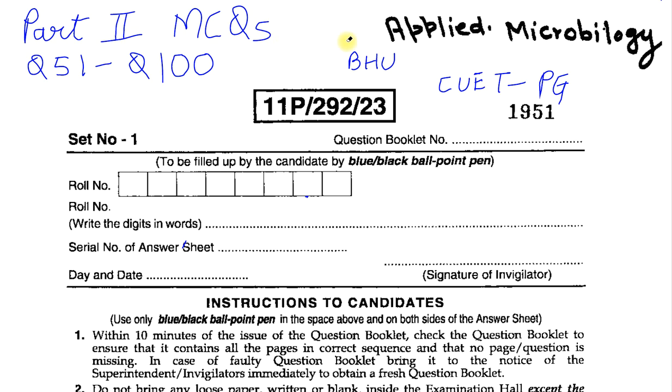This is the question paper of the entrance exam for admission to MSc in Applied Microbiology, which was previously conducted by Banaras Hindu University. Now it is conducted by NTA under the CUET PG exam. This video contains question number 51 to question number 100, that means 50 important multiple choice questions. And these questions are very important for preparation of your exam, so watch this video till end.